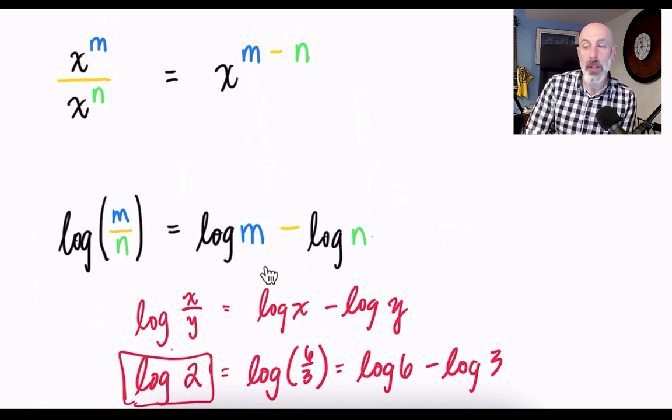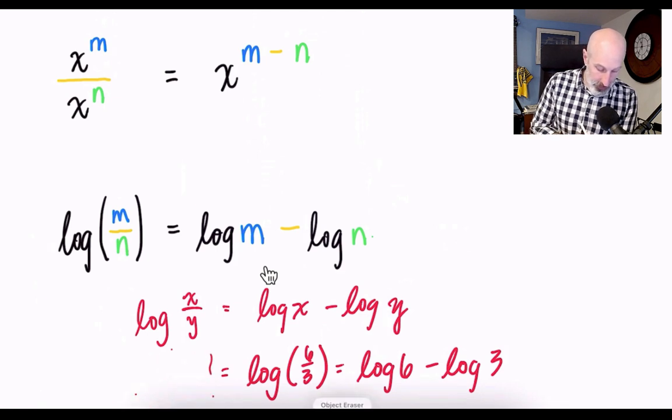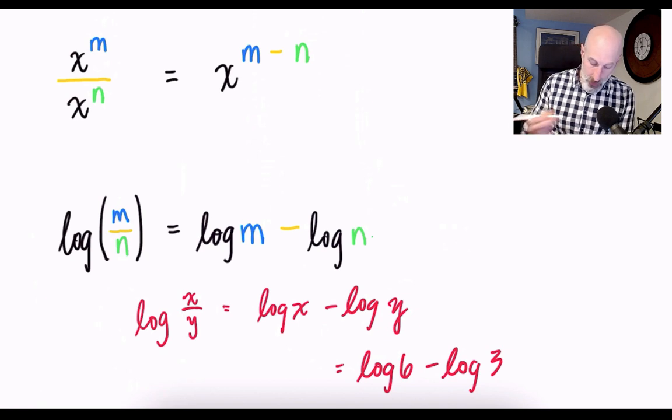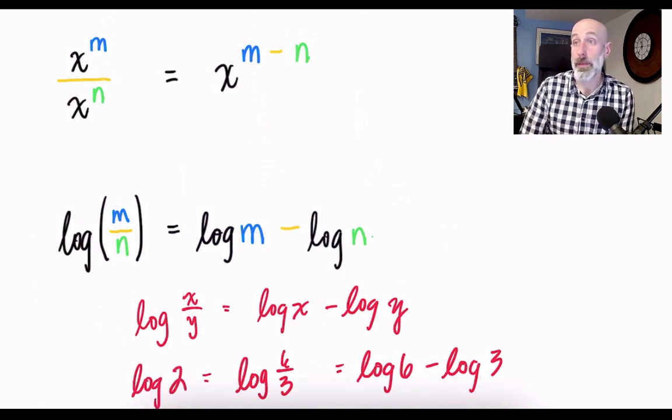I should probably also note that these properties will work in reverse as well, so maybe it's more likely that we start the other way around. We might start with log 6 minus log 3 and then turn it into a quotient of a single log. So log of 6 over 3, which then can just become log of 2.